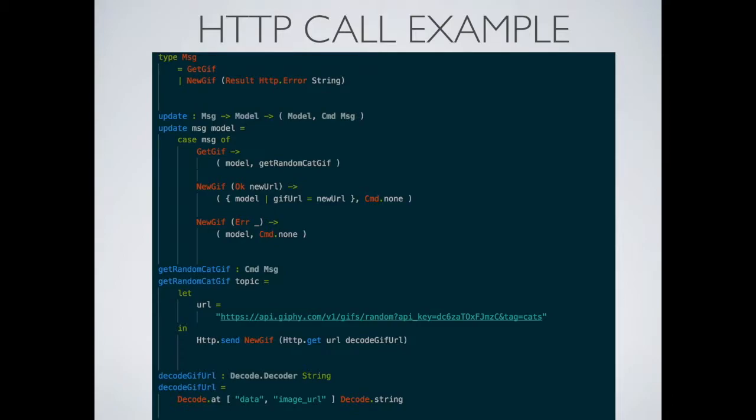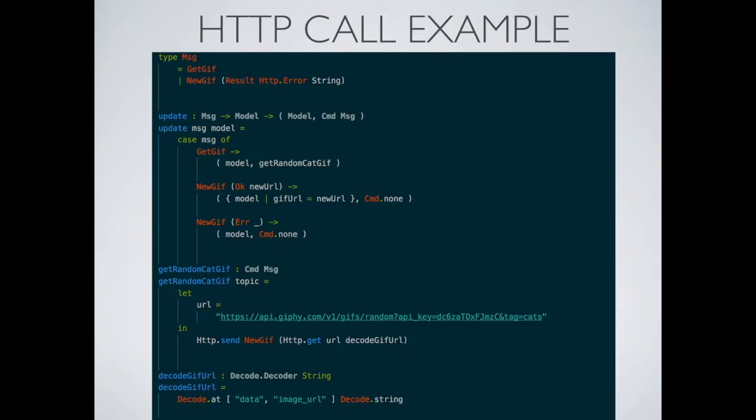I won't go into decoders in this presentation because it's a really hairy monster and it takes several days to understand it. But basically what we see here is that we need to get the fields data, image URL, and decode it as a string. And then once it is all done, the Elm runtime will call the update function again, and we will return a new GIF message. There are two possible values that can get returned here. First of all, it's Ok with a new URL. So a new URL will be this new GIF URL.